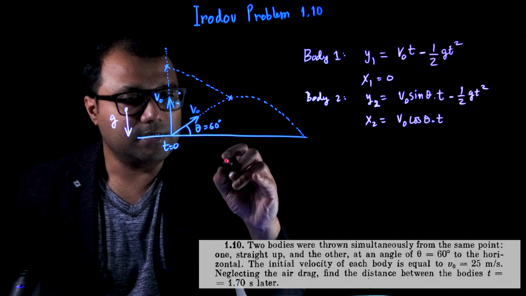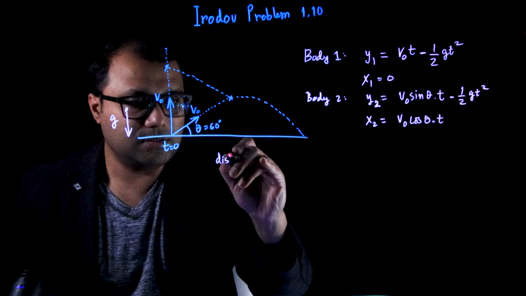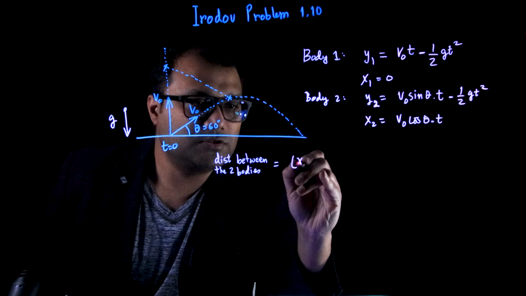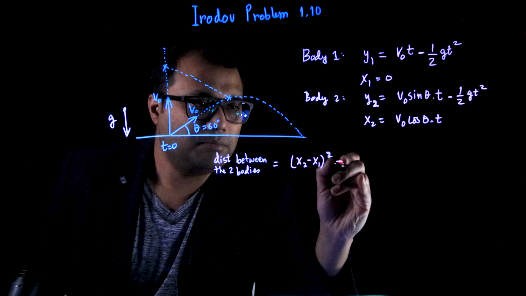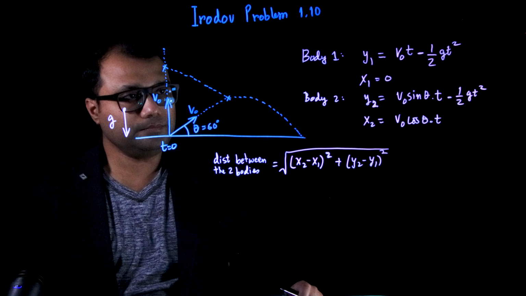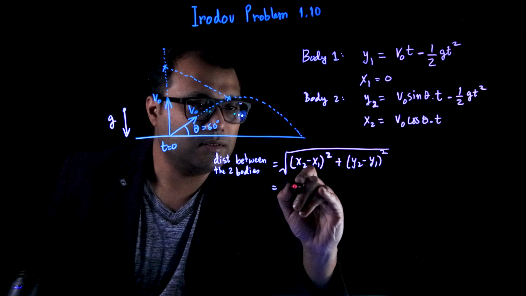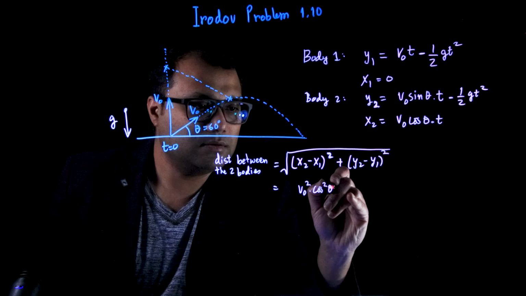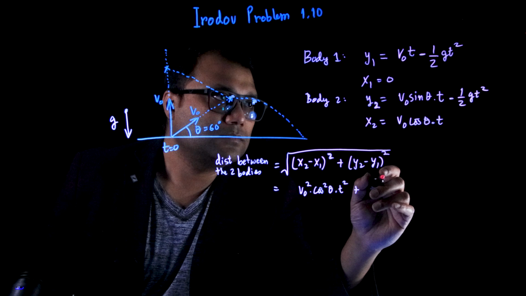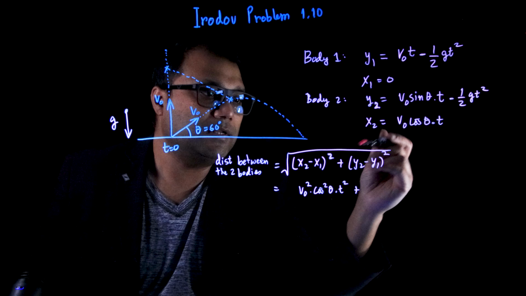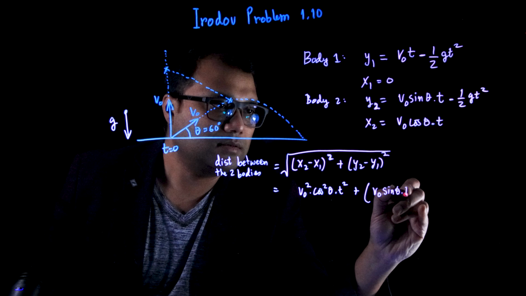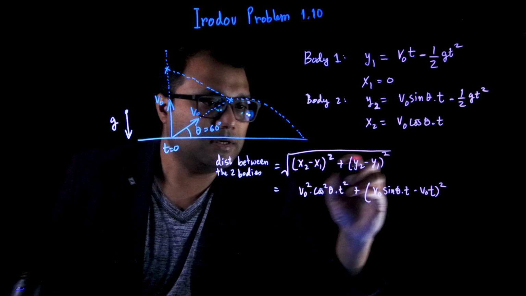Okay. Now, so the distance between the two bodies, or displacement distance between the two bodies, will be x2 minus x1 square plus y2 minus y1 square, root of that. Okay. So x2 minus x1 is nothing but v0 square cos square theta t square, and what is y2 minus y1 whole square. So if we say y2 minus y1, these two components will cancel out, and this will be, let's write the full thing, v0 sine theta t minus v0 t whole square, root of that.